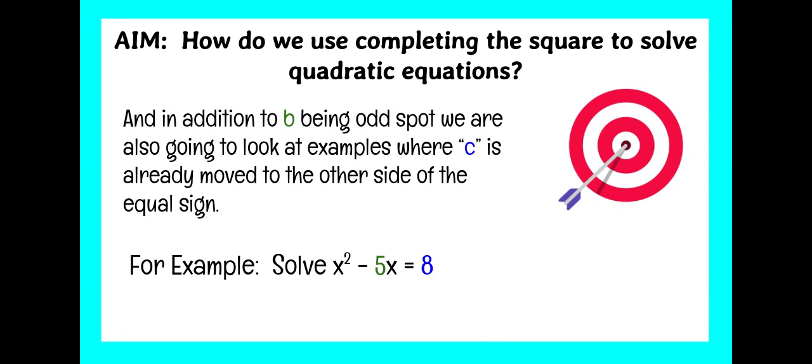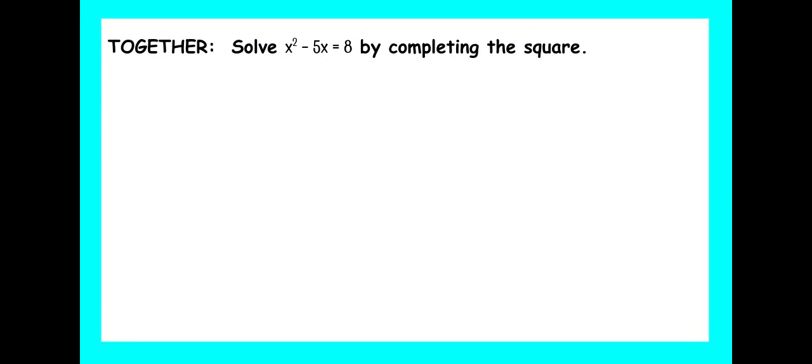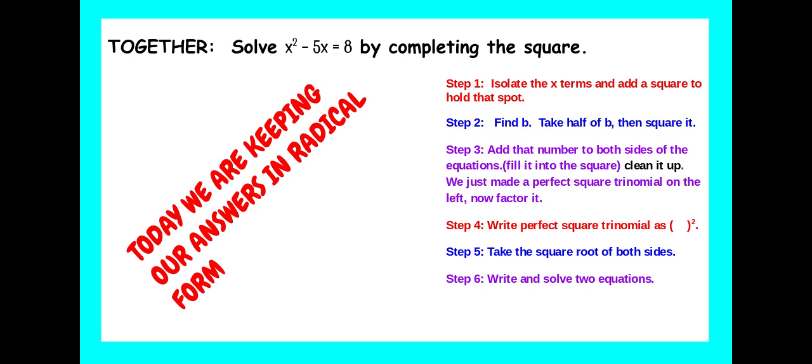This is where the notes are going to start us. In this particular question, it says solve x squared minus 5x equals 8 by completing the square. All of our answers are going to be kept in radical form, not simplest radical form today. I'm going to jump up to that tomorrow. Each day we're going to do a little twist to it. Today we're just going to keep it in radical form. The steps that we're going to follow are still the same.